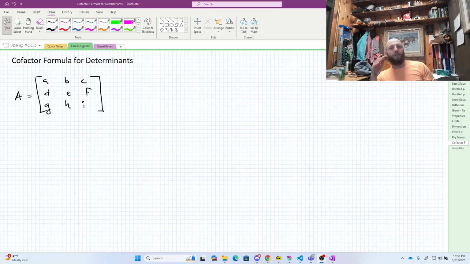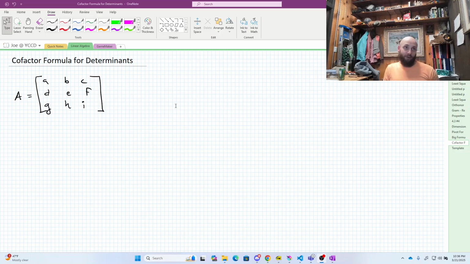The cofactor formula is the one I'm going to use when I'm calculating determinants by hand. It's relatively straightforward to do. It does take a lot of multiplication of little numbers, so it pays to be a little careful here. If you've taken a Calc 3 class and seen the cross product, you're a little bit of a step ahead here. I'm going to show you how to do this by example first, and then I'm going to write down some more general stuff.